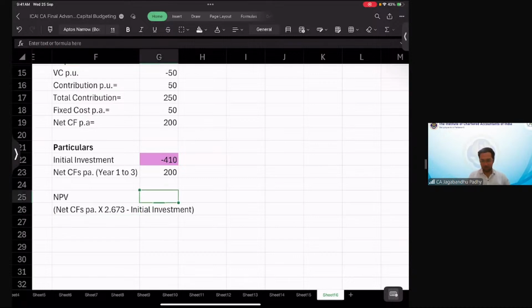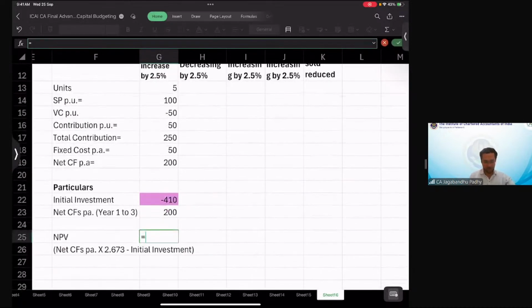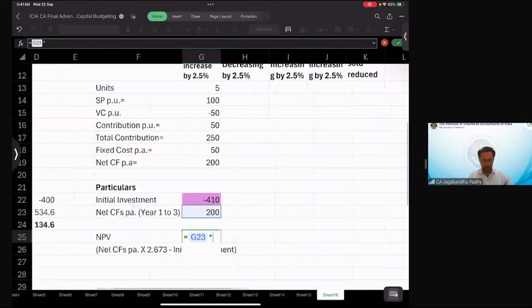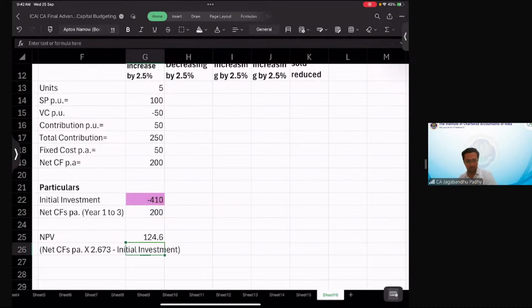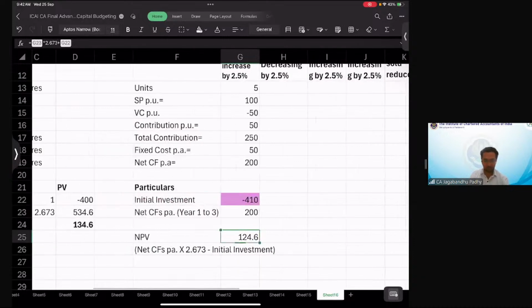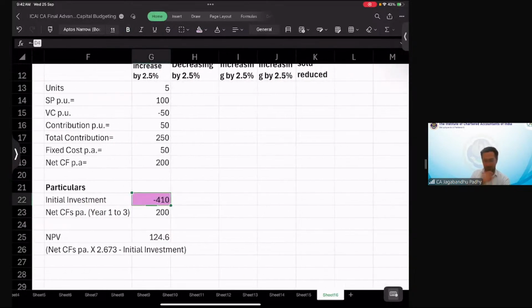Okay, so NPV, we can say it is net cash flow per annum multiplied by 2.673 minus the initial investment. So now your NPV turns out to be 124.6, correct? Because earlier it was 134.6. Now as your initial investment increases by 10, the NPV becomes 124.6.